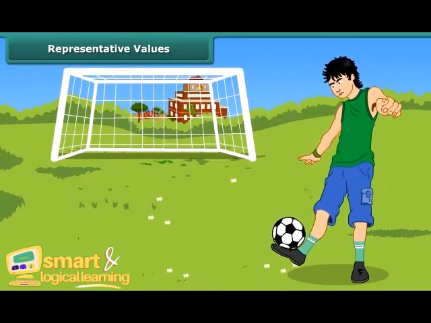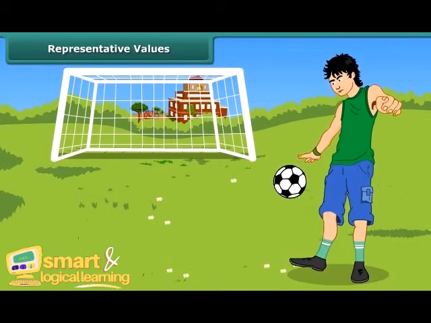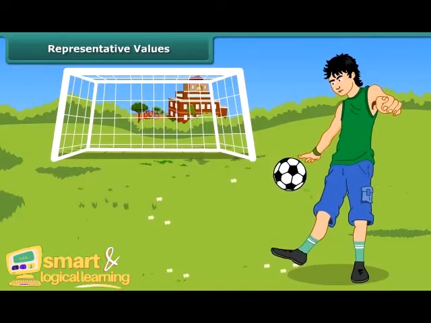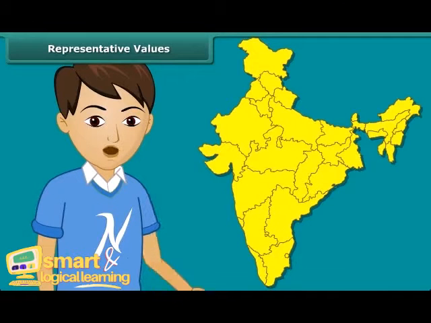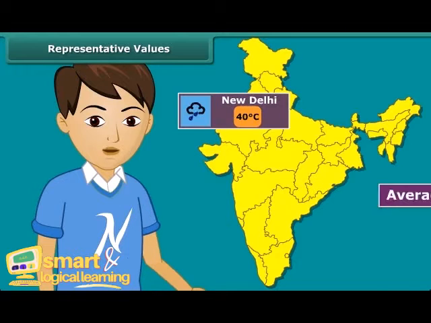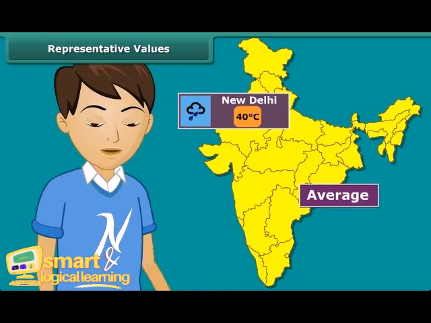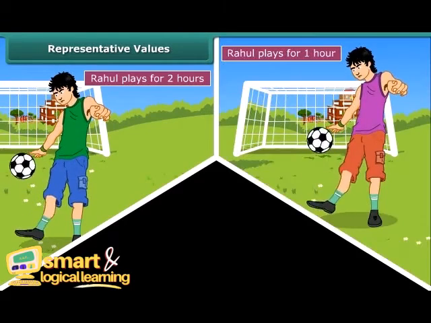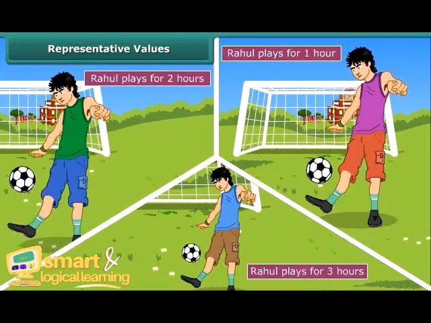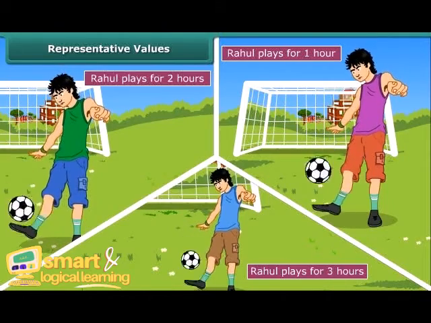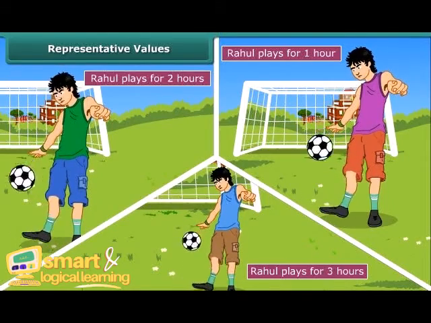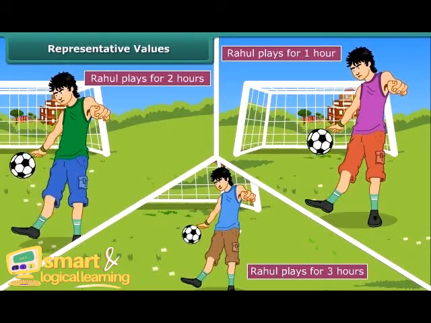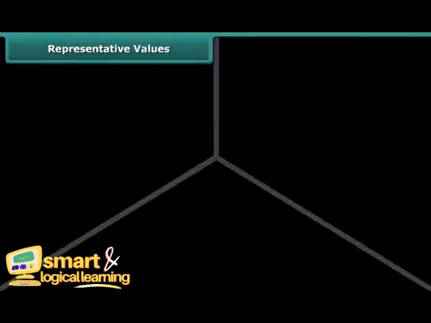Rahul spends on an average about 2 hours daily for his outdoor games. The average temperature of New Delhi at this time of the year is about 40 degrees Celsius. Have you noticed the word average? By average, we understand that Rahul usually plays for 2 hours. On some days, he may play for fewer hours, and on other days, he may play longer.